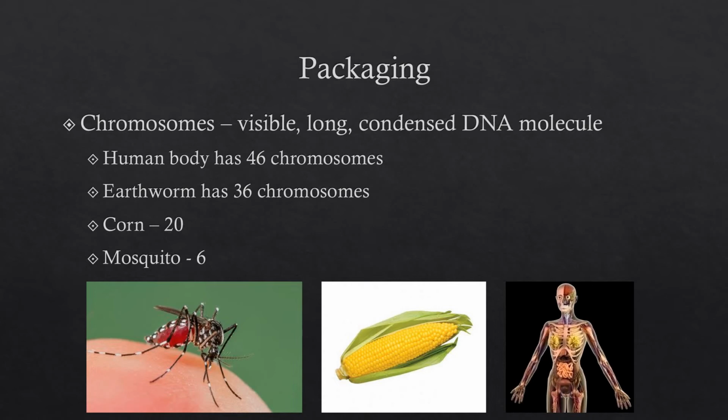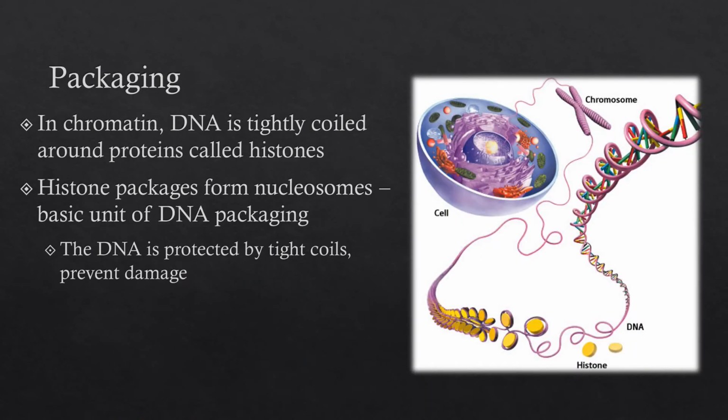Your human body has 46 chromosomes, okay? And the earthworm has 36, corn has 20, mosquito has 6. So depending on the size and complexity of the organism, they will vary. Now, we talked about chromatin, and inside the chromatin is actually DNA that's tightly coiled around these proteins called histones. And histones are these things right here, okay? So they package with our DNA, and they get very wound up together, very tightly coiled, and that is to make sure that they don't get damaged.